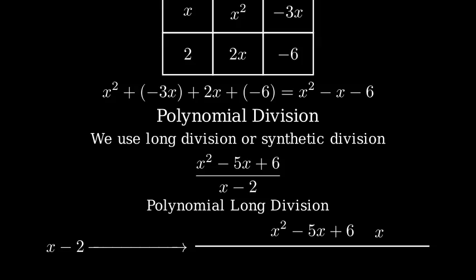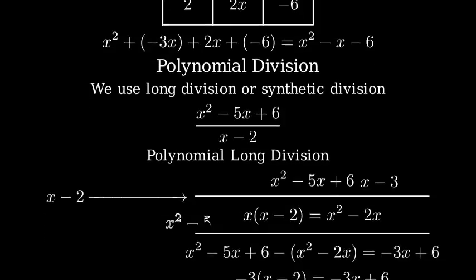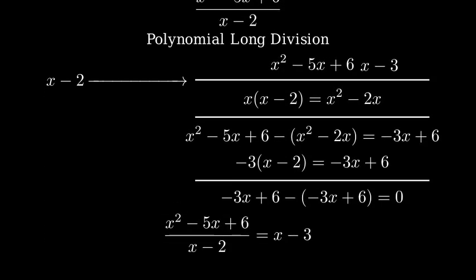The answer is x. Then we multiply x by the divisor x minus 2 to get x squared minus 2x. We subtract this from x squared minus 5x, giving us negative 3x plus 6. Next, we ask, how many times does x go into negative 3x? The answer is negative 3. We multiply negative 3 by x minus 2 to get negative 3x plus 6. Subtracting, we get 0, which means our division is complete with no remainder. So, x squared minus 5x plus 6 divided by x minus 2 equals x minus 3.